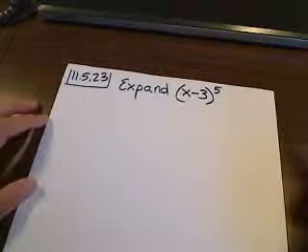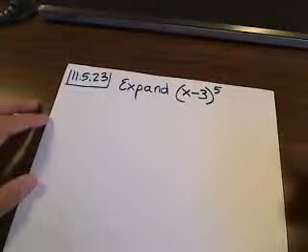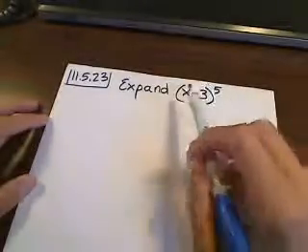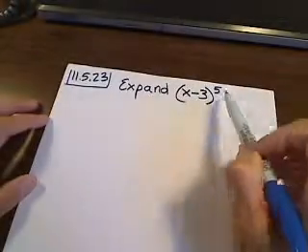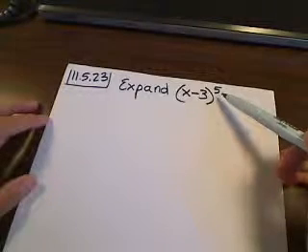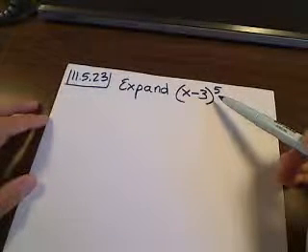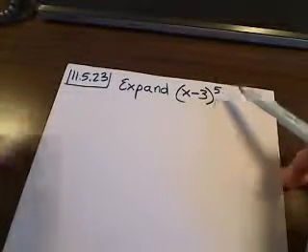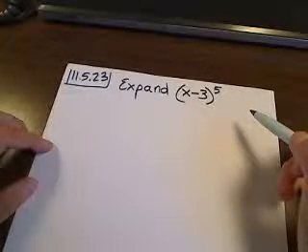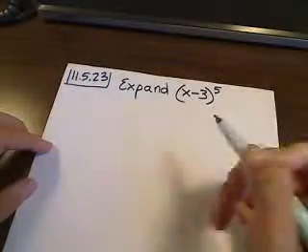Okay, so here's a problem from chapter 11, and the problem asks you to expand (x − 3)^5. They're not actually asking you to multiply this out by FOILing and FOILing and FOILing again. What they're asking you to do is use the binomial theorem.